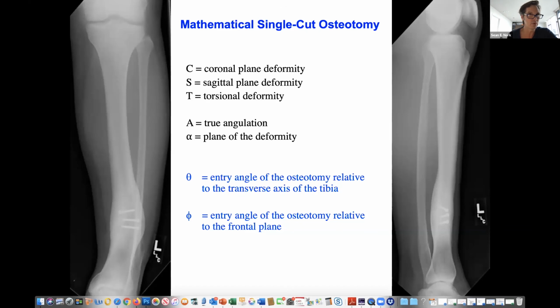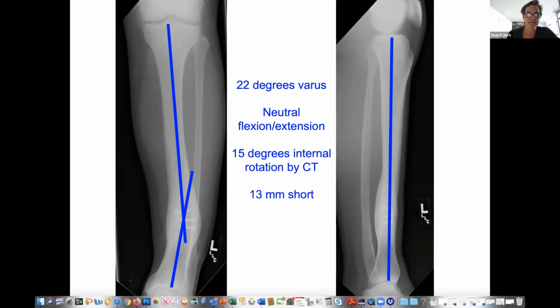So his true angulation, or his maximum angulation, is just his coronal plane deformity, which is 22 degrees. The plane of the deformity is 0 because it's all in the coronal plane. And what the mathematically directed osteotomy will help us calculate is how steep to make our osteotomy, angle theta, and where that plane should be relative to the no deformity view. That's angle phi. So these are our deformities. He's also about 13 millimeters short. Remember, on one of those early graphs I showed, you can correct angulation in all planes, rotation, and you can take care of a little bit of axial malalignment with lengthening at the same time.